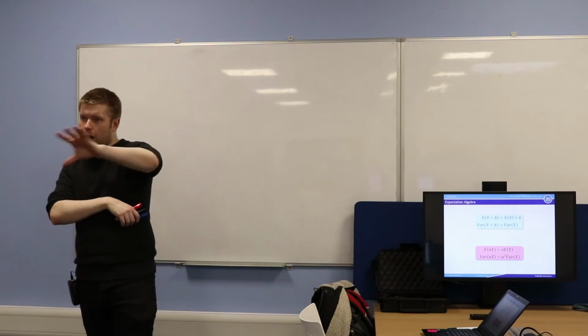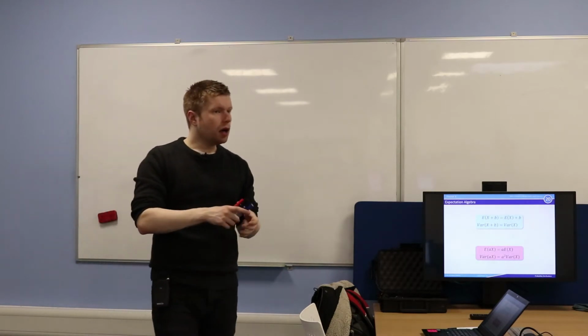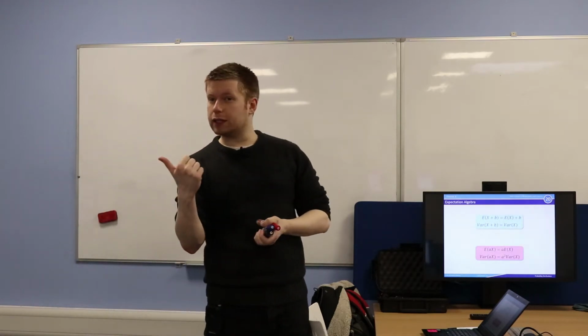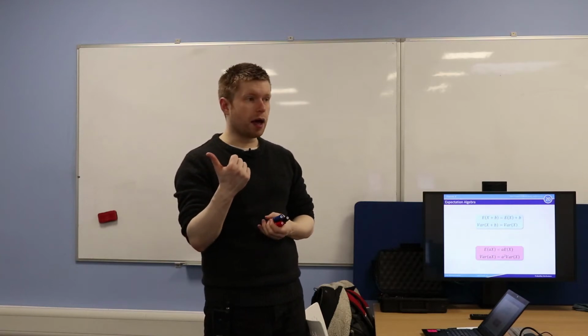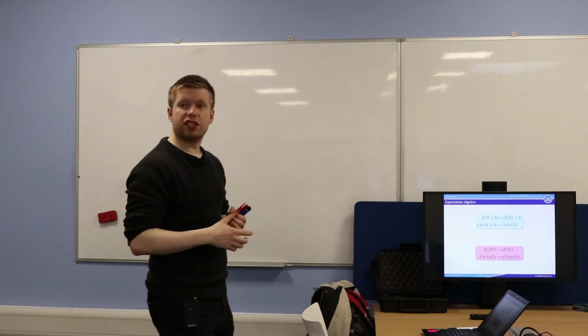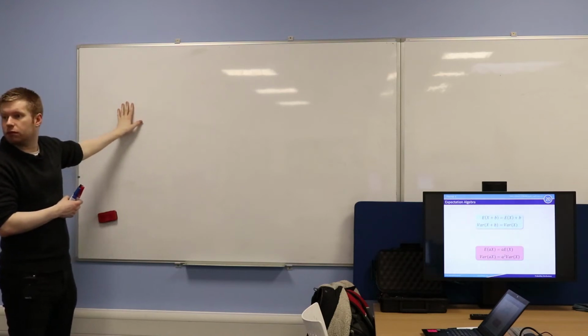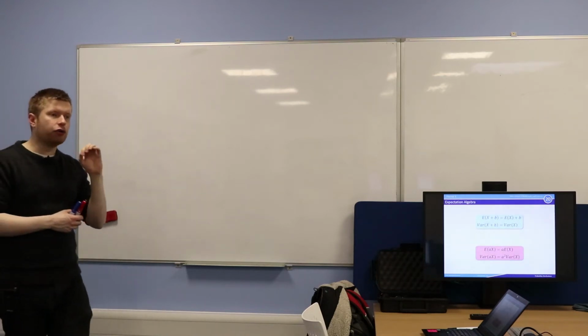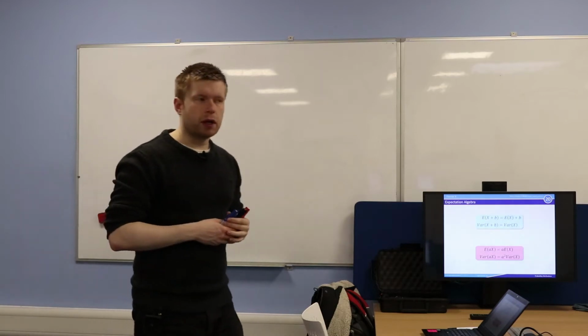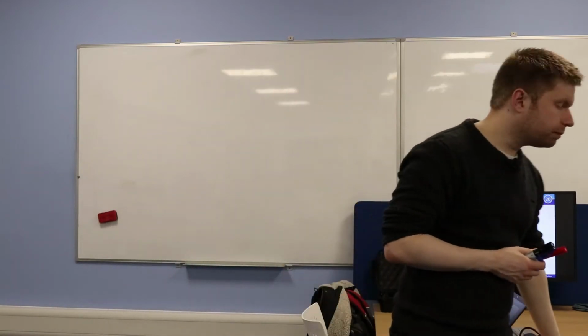So I went around the room and I asked you how many siblings you had. I created a frequency distribution from that, yeah? So a frequency distribution is just simply how many people had that many siblings, okay? And then from that, I created a probability distribution. So what's a probability distribution?